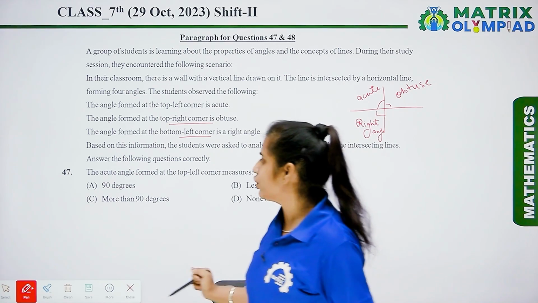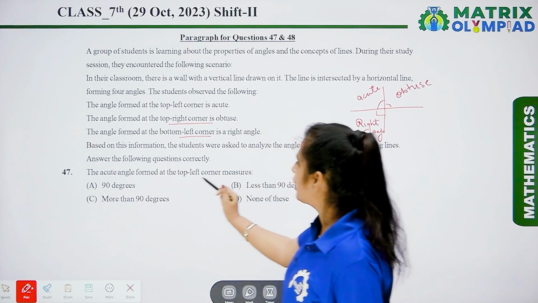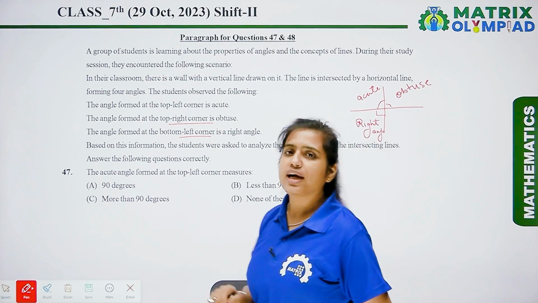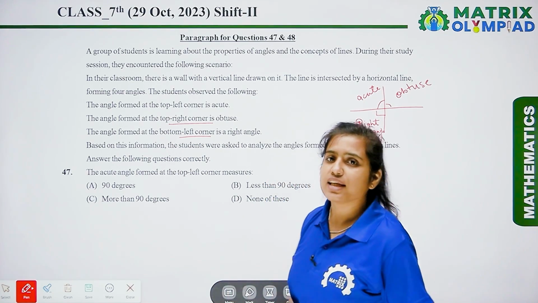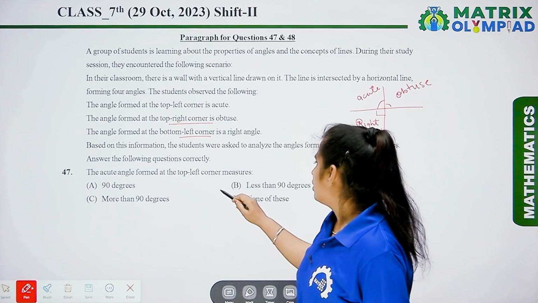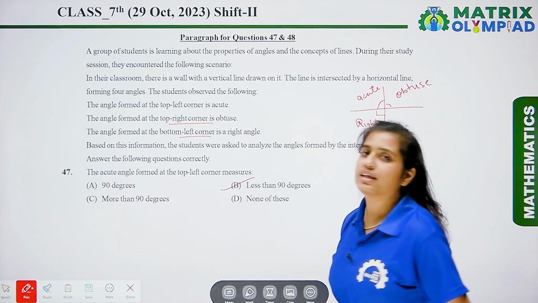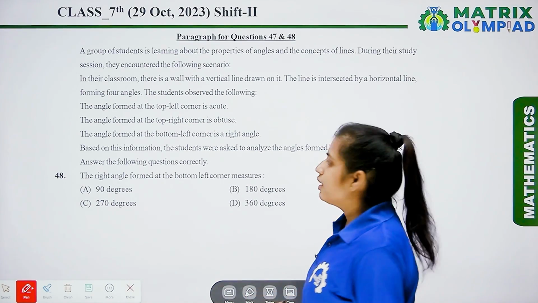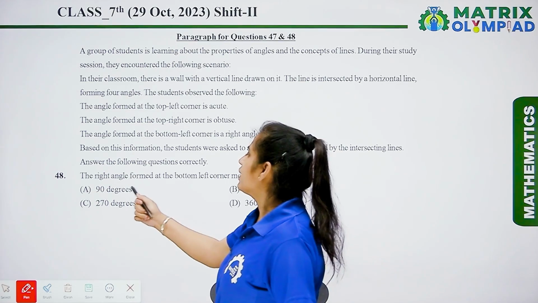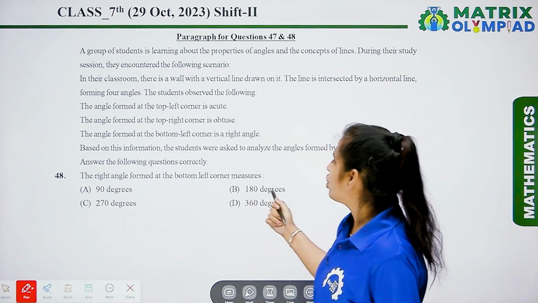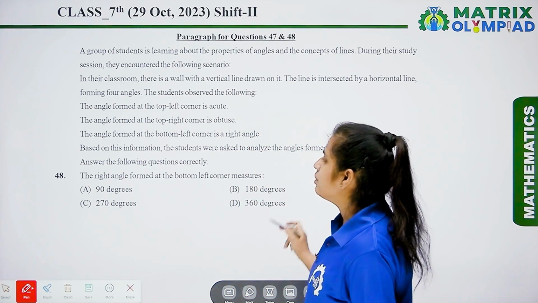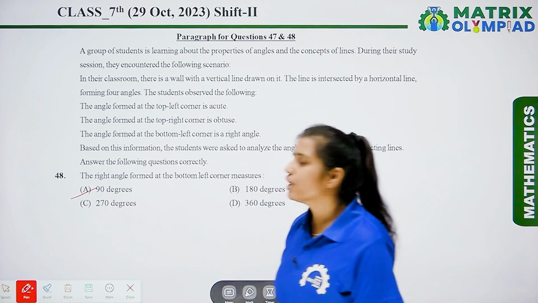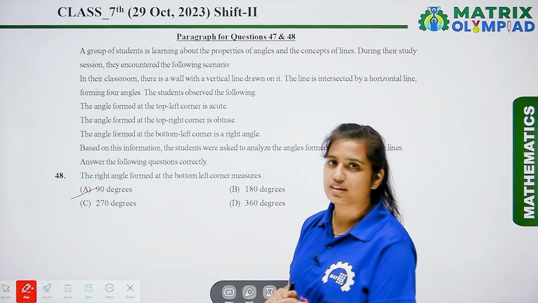Now question 47 is, the acute angle formed at the top left corner measures. The measurement of an acute angle is less than 90 degrees. So here option B is the correct answer. Now the next question based on the same paragraph is, the right angle formed at the top left corner measures. The measurement of a right angle is 90 degrees. So here option A is the correct answer.